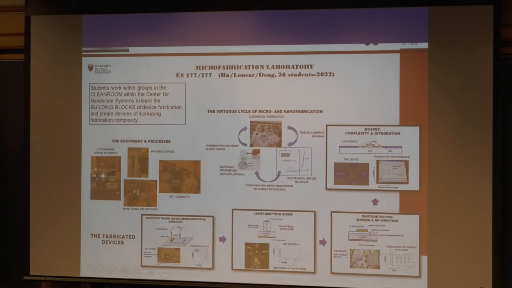But we found some way, and modified the curriculum and the structure, to allow every student a chance to use the tools and make devices for themselves. For example, in this class the students need to make four devices, from the Schottky diode, the LED, and the photodetector, finally going to the MOSFET. It's a very complicated structure. And last year, it was 26 students. So you can imagine it's very, very crowded, right? But we make it happen.